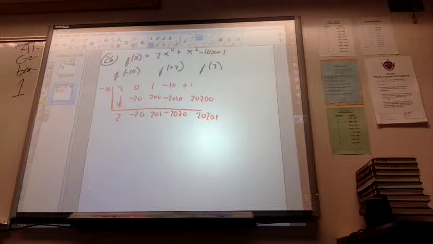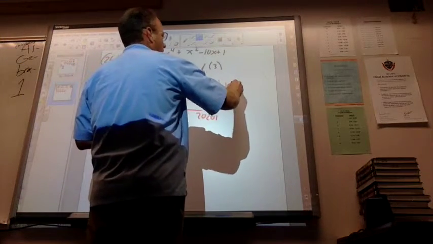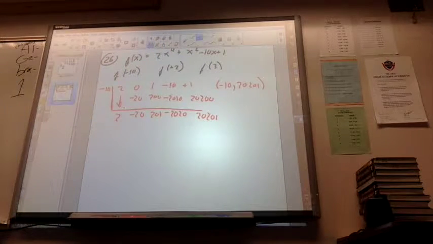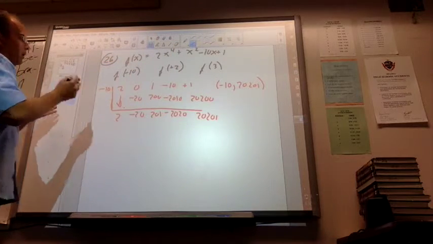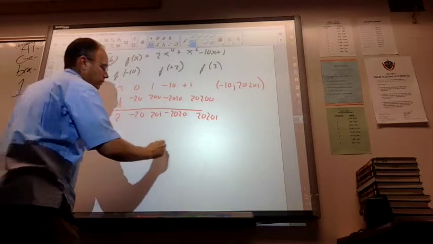Some students might say, boy, I just wasted my time doing the synthetic division. Okay? But this is what you actually found with this. The point (-10, 20,201) is a point that's actually on your graph. So technically you found a point that's on your graph. It's not a 0, but you do have one of the points on your graph. Okay? Let's go with the next. So now I'm going to take positive 2 and see what happens here.